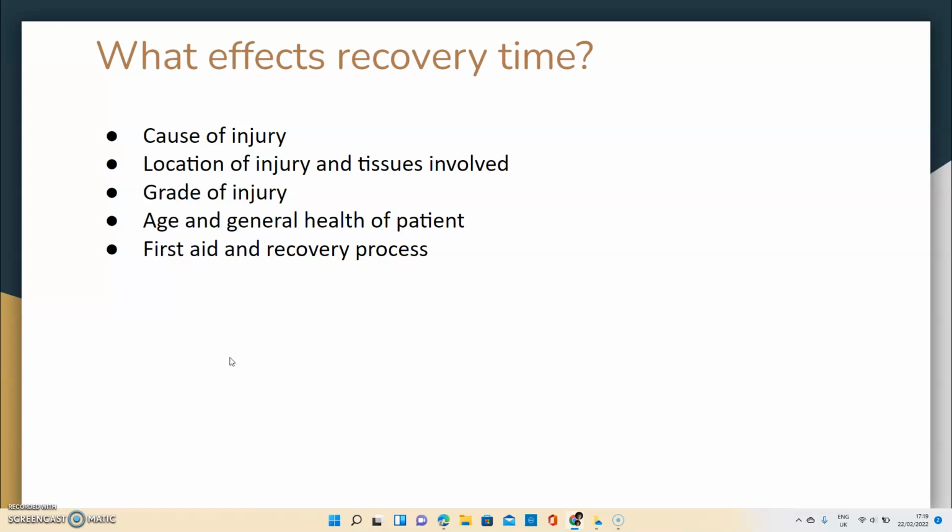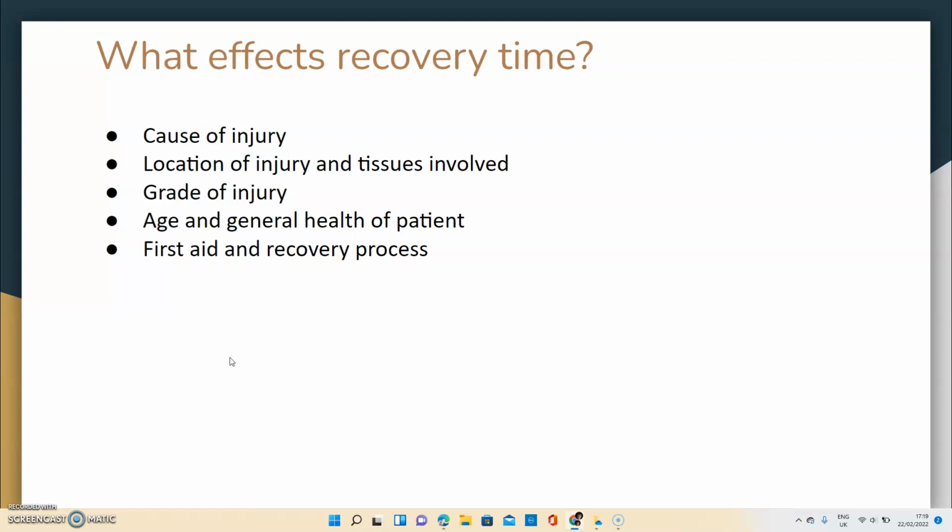Moving on, the age and the general health of the patient and athlete will affect the recovery time. The younger the athlete, the faster they will recover. The healthier the athlete, the faster they will recover, as they will likely be consuming much better nutrition, which is what the body needs to recover.